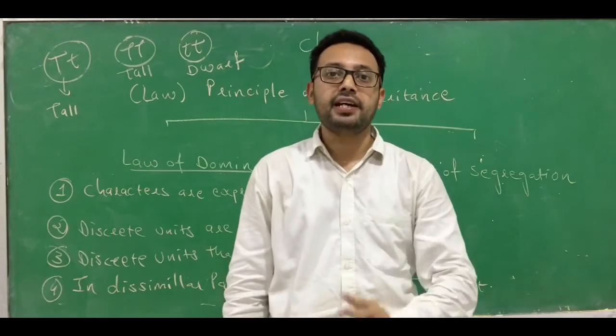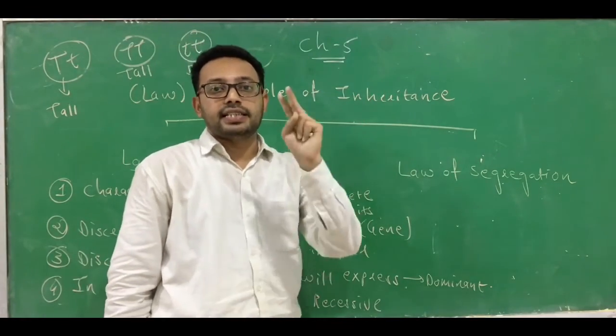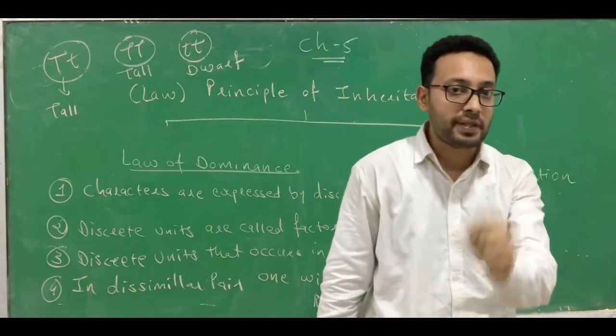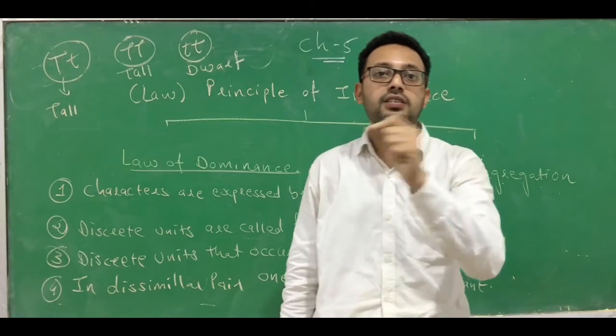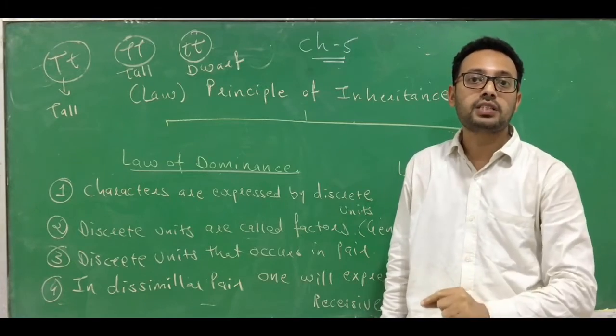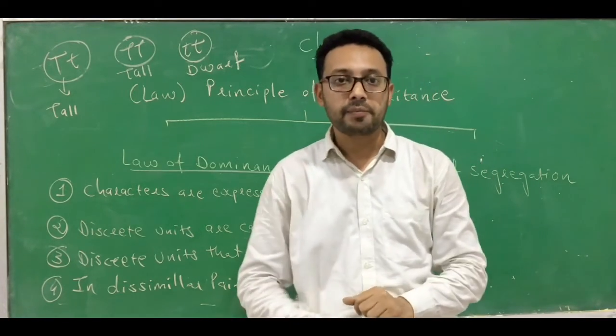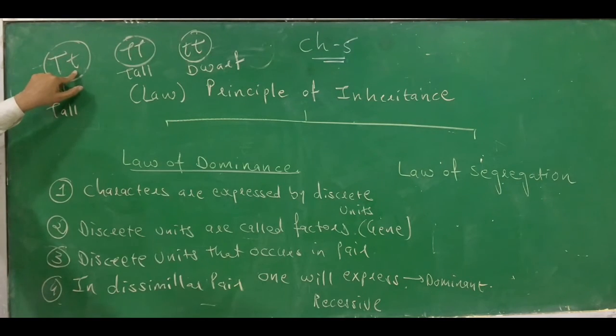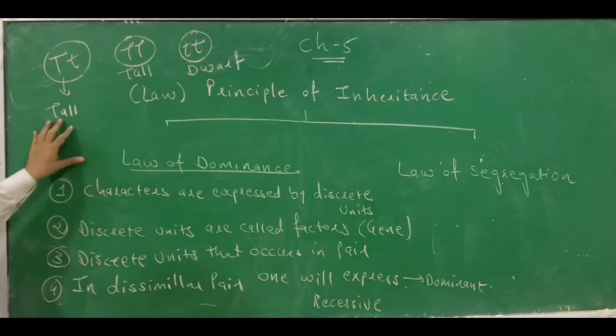Okay, so in a dissimilar pair, the one character that is expressed is called a dominant gene or dominant factor. The other one, which cannot express in the presence of the dominant, is called recessive. And the recessive character only expresses when the dominant is absent. Like here you can see capital T, small t. From that, which one expressed? Capital T expressed. So this is the dominant character. This small t is not expressed, so it is called a recessive character. Clear? So this is what happens in the case of a dissimilar pair.